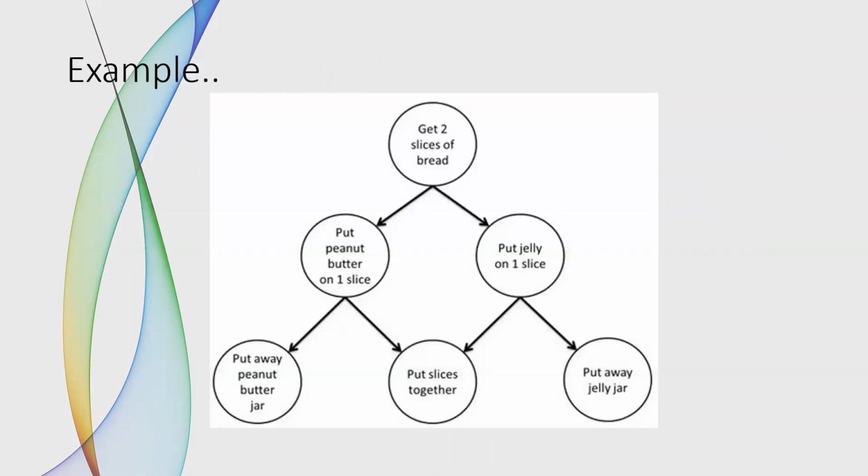Consider the example given in this diagram. A sandwich is to be made with two slices of bread, one spread with peanut butter and the other with jelly. The order of making the sandwich is given in the diagram. The spreading of peanut butter on a slice is independent of spreading the jelly on a different slice, so they can be done parallelly. To make a sandwich, we need the spread on both the slices to be complete. Also, you can put the jars away only after the slices are done.